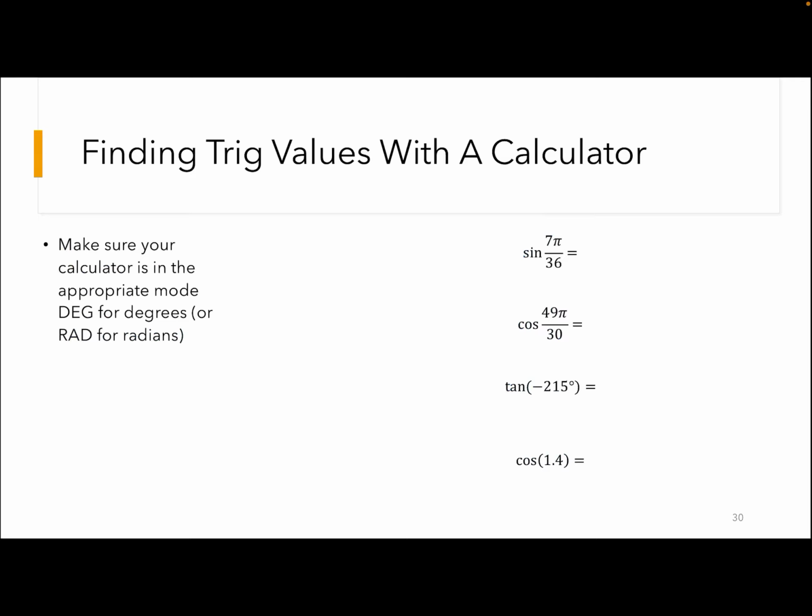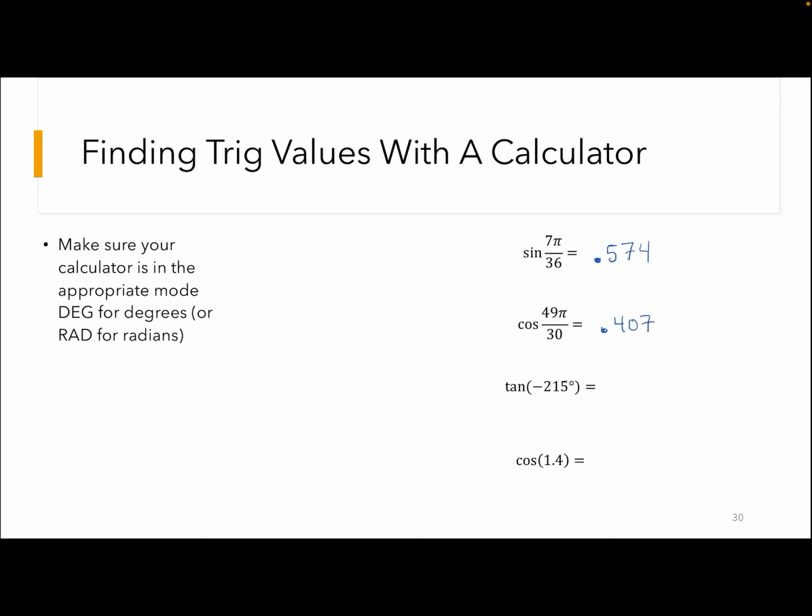You press mode, and then go down to where you should see radian or degree if you're on a TI, and select radian for this one. Go back to the main screen. The sine of 7 pi over 36, you just put it into the calculator, and I get 0.574. The cosine of 49 pi divided by 30, we just again put in the calculator. I get 0.407.